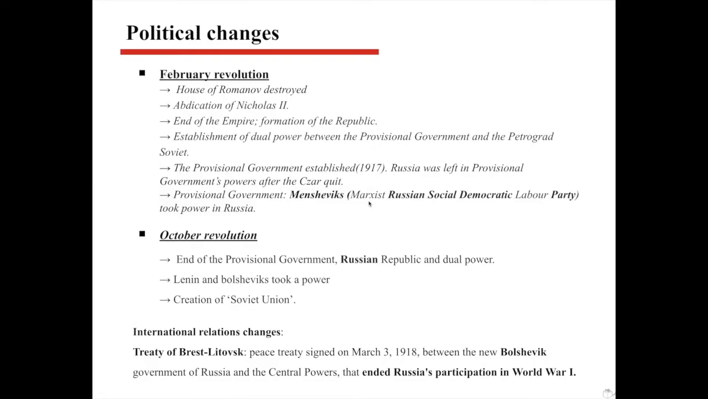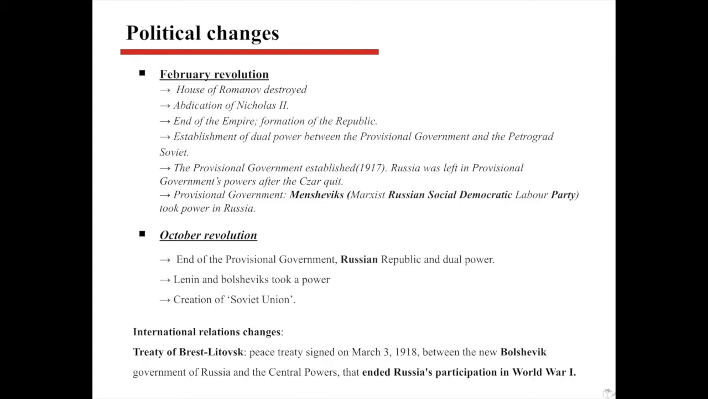For political changes, after the February Revolution, the House of Romanov was destroyed and Nicholas II abdicated from the crown. That means it was the end of the empire and the formation of the republic. Also, a dual power was established between the provisional government and the Petrograd Soviet. The provisional government was established, and moreover, it was the power of the Mensheviks.